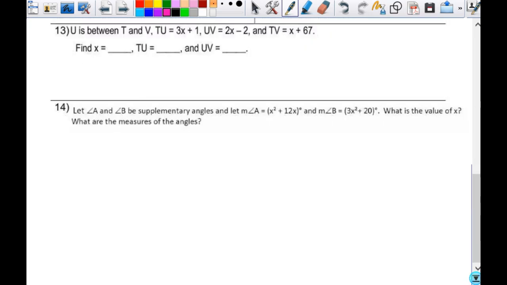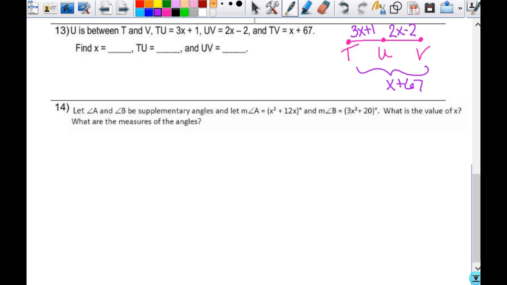So it says U is between T and V. So here's T, here's V, here is U. Then I'm going to label it. TU is 3x plus 1. UV is 2x minus 2. And TV is x plus 67. Okay, so how to set something up to solve for x.